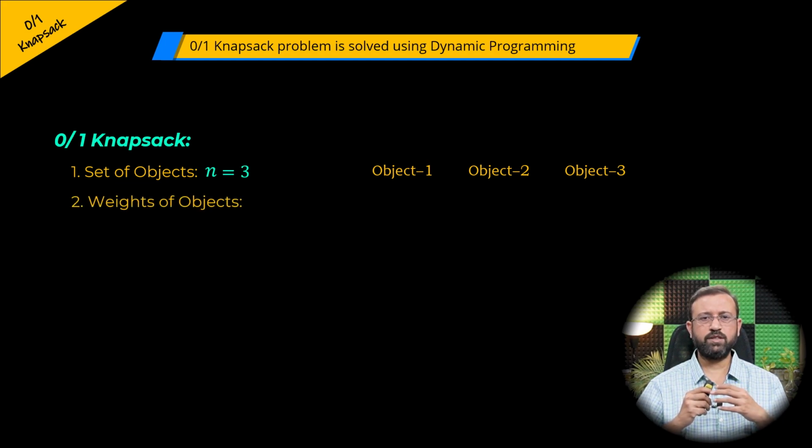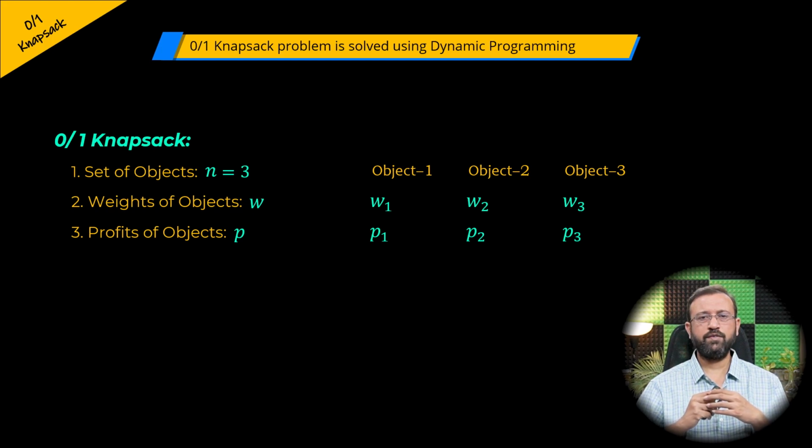Each of these objects have weights associated with them. The weight of each object is represented by W. So let us consider W1 as the weight of object 1, W2 as the weight of object 2, and W3 as the weight of object 3. Then we also have profits associated with each object. The profit of each object is represented by P. So let us consider P1 as the profit of object 1, P2 as the profit of object 2, and P3 as the profit of object 3.